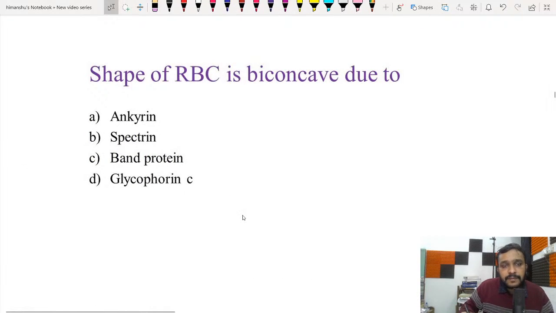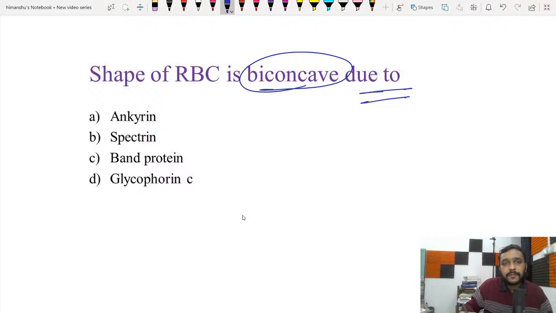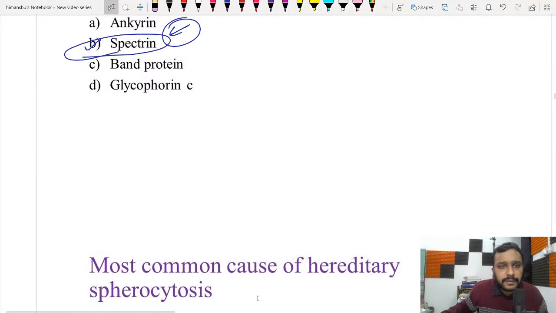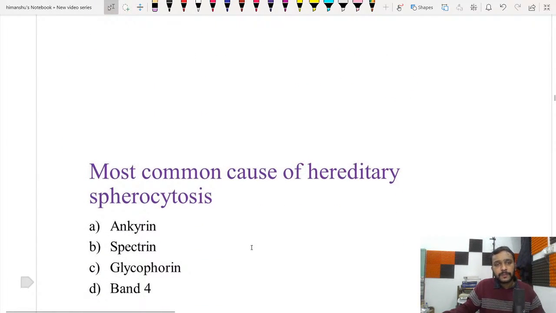The shape of RBC is biconcave due to. Let's see how many of you can answer this. Yes, the answer is B. Spectrin. So the answer is B.